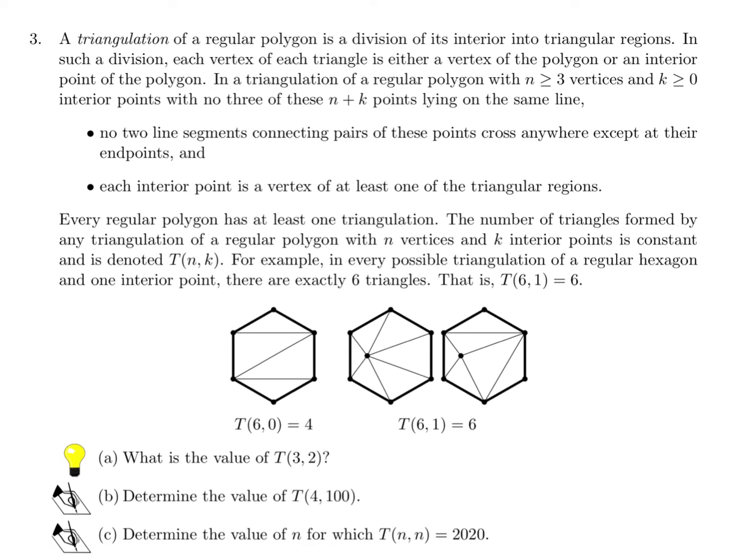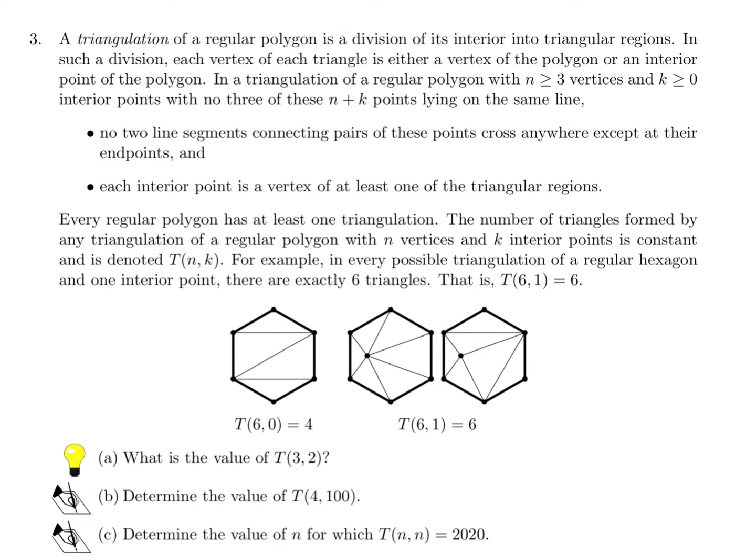A triangulation of a regular polygon is a division of its interior into triangular regions. In such a division, each vertex of each triangle is either a vertex of the polygon or an interior point of the polygon. In a triangulation of a regular polygon with n greater than or equal to 3 vertices and k greater than or equal to 0 interior points, with no 3 of these n plus k points lying on the same line, no 2 line segments connecting pairs of these points cross anywhere except at their endpoints, and each interior point is a vertex of at least one of the triangular regions.